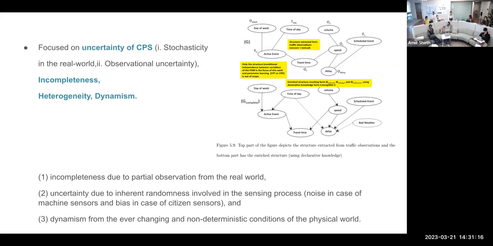So in this figure, the top part depicts the structure extracted from traffic observations, like day of week and time of day, which can cause an event. And then there can be travel time, volume, speed, and scheduled events. And then the bottom part includes the enriched structure that includes information from declarative knowledge. So as you can see, bad weather also affects the delay of the road and the slowdown of the traffic.